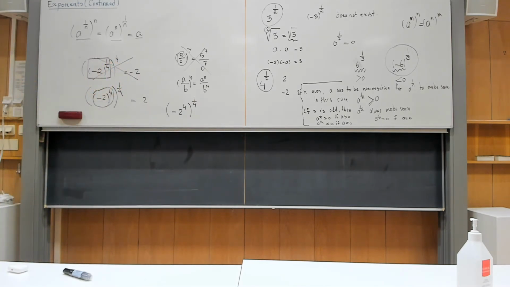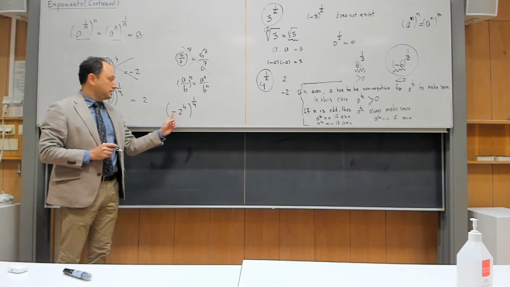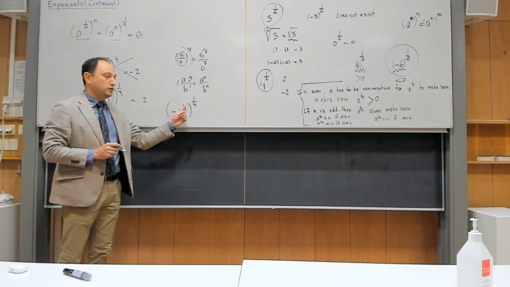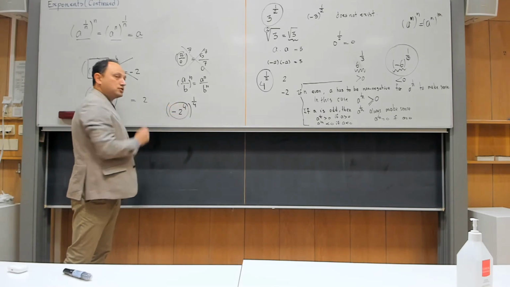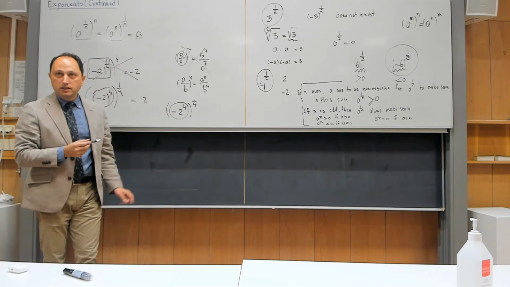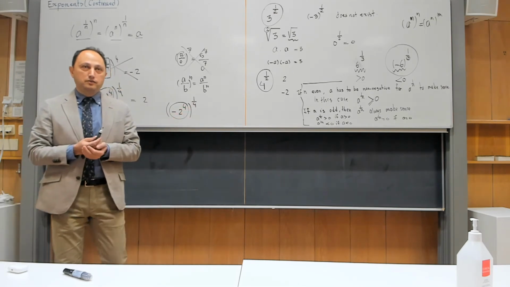What is the number? Yes? It doesn't exist. It doesn't exist, thank you. Why? Because even though 2 to the power of 4 is positive, this minus sign is not under the influence of this power. So if I ask you what is the answer to this, it is -16. And because this is even and this is -16, it is not defined at all.